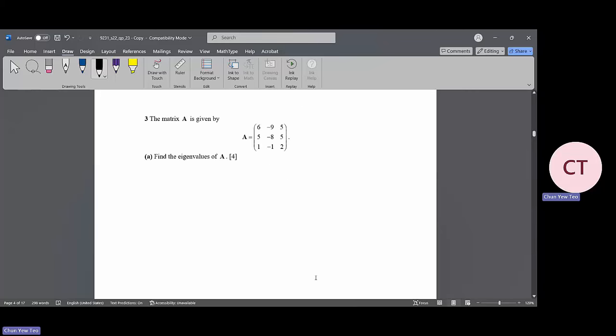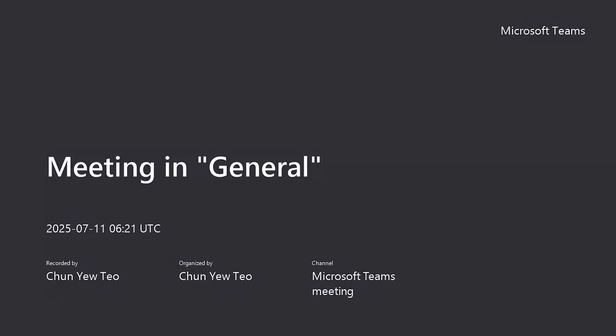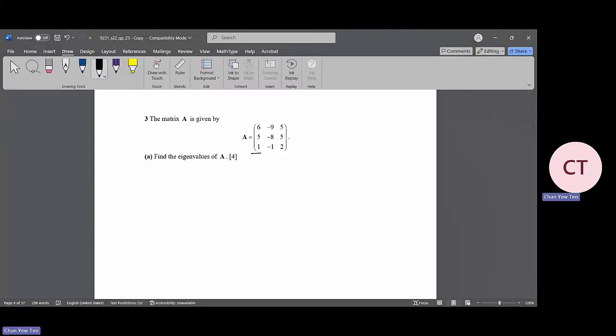Move on. We have question number 3. We have a matrix given here. They want us to find the eigenvalues of the matrix A. So what we need to do is just substitute them. Make it become 6 minus lambda, negative 8 minus lambda, and 2 minus lambda. Then the rest we just copy down.